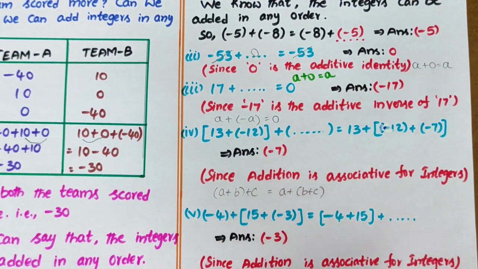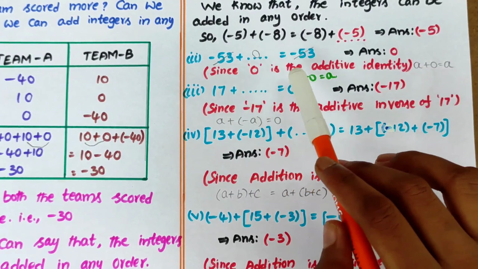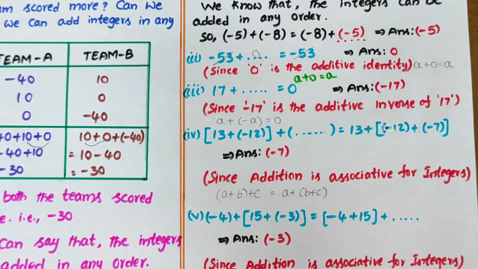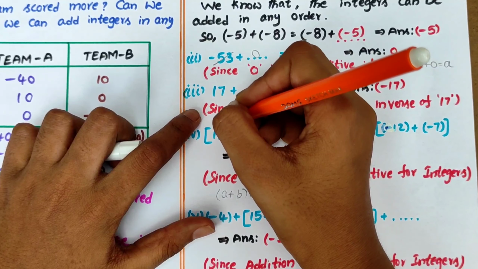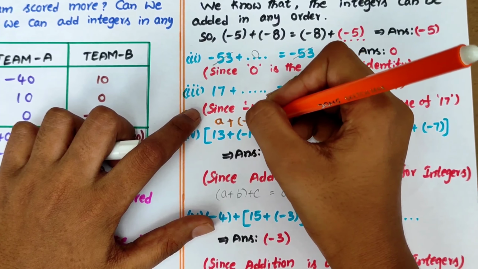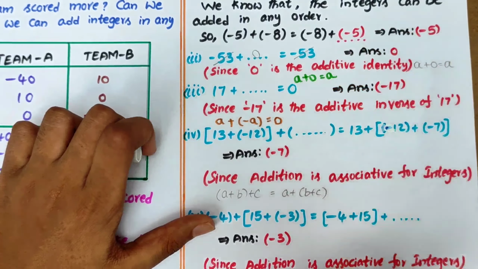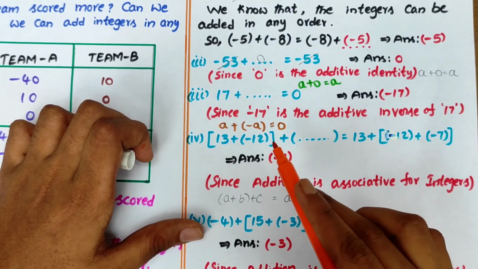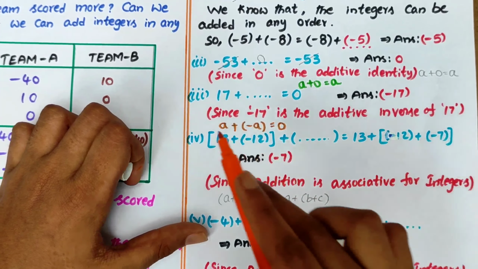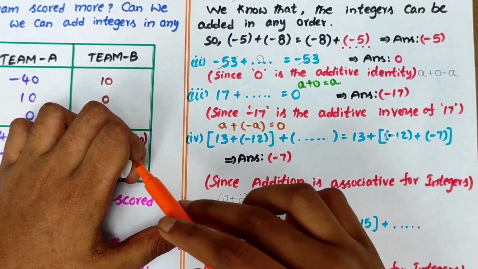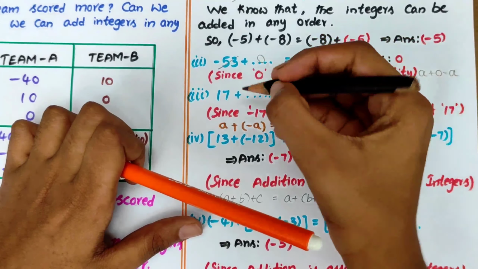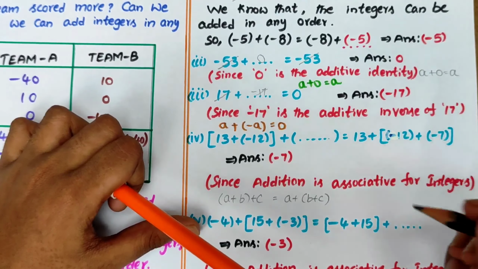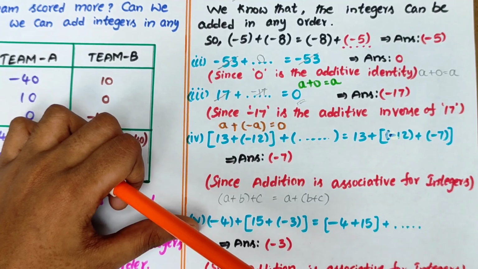Clear, friends? Okay, friends, now let us see third bit. 17 + blank is equal to 0. Since -17 is the additive inverse of 17, a plus minus a is equal to 0. Okay friends, 17 plus blank is equal to 0. Since -17 is the additive inverse of 17, additive inverse is a plus minus a is equal to 0. So here it is -17. And the easy way is, let us cancel 17 and -17. Here we get 0. So -17 is the correct answer.